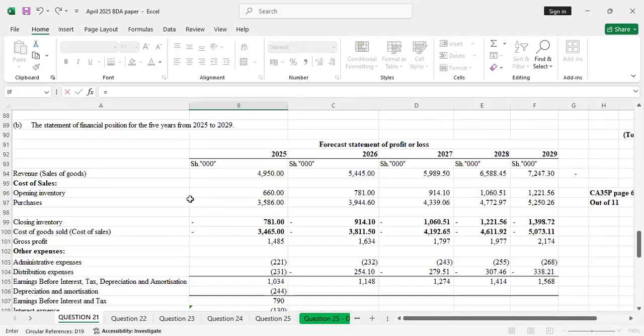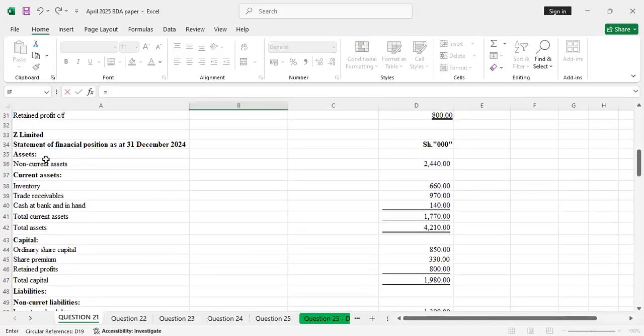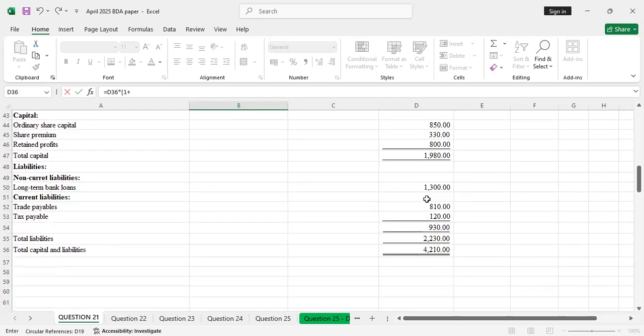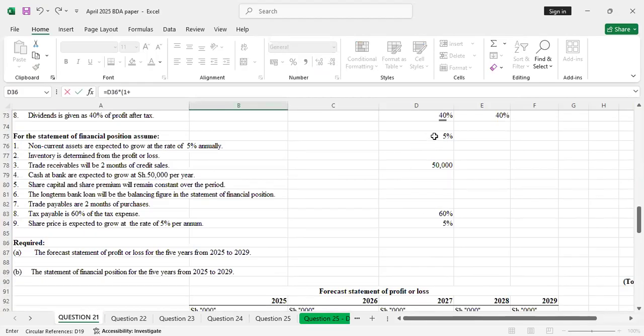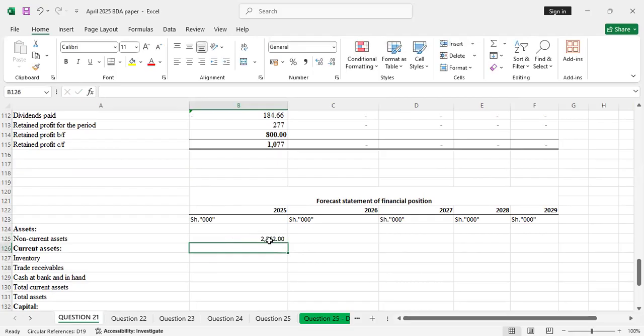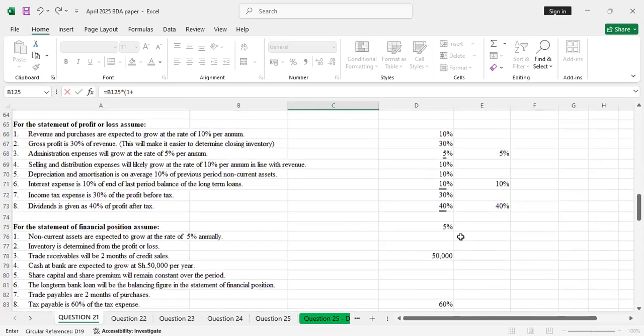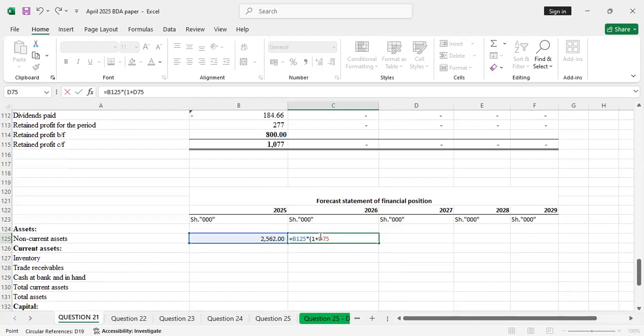They said non-current assets are expected to grow at the rate of 5% annually. So for the previous year, non-current assets was that. I'll multiply that by bracket 1 plus the 5%, which is the growth rate, this one. And I'll lock it completely. Then I'll do the same for the next year. Pick that, multiply by bracket 1 plus the growth rate. The growth rate here was 5%, so I'll lock it completely again.